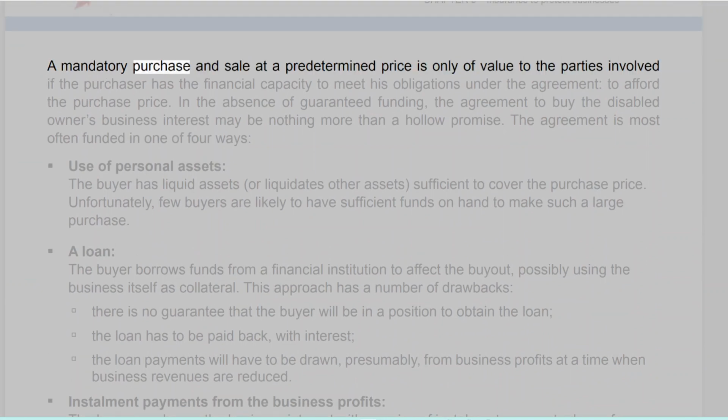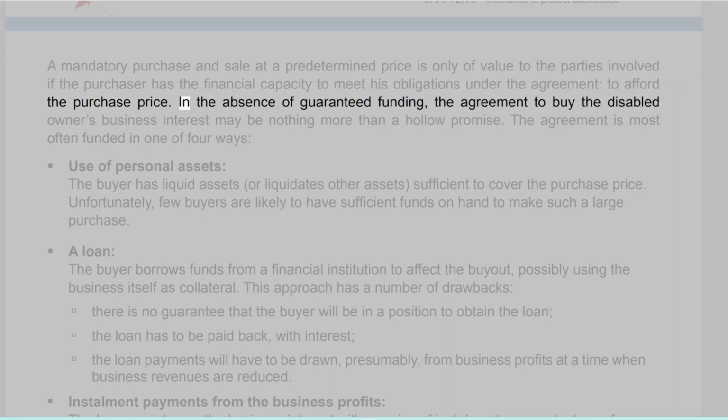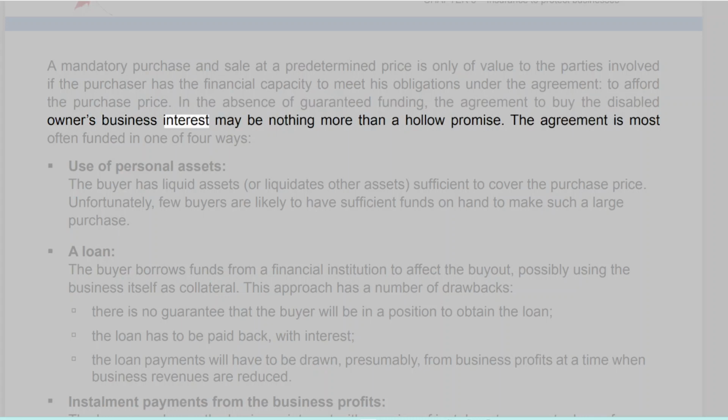A mandatory purchase and sale at a predetermined price is only of value to the parties involved if the purchaser has the financial capacity to meet his obligations under the agreement, to afford the purchase price. In the absence of guaranteed funding, the agreement to buy the disabled owner's business interest may be nothing more than a hollow promise. The agreement is most often funded in one of four ways.